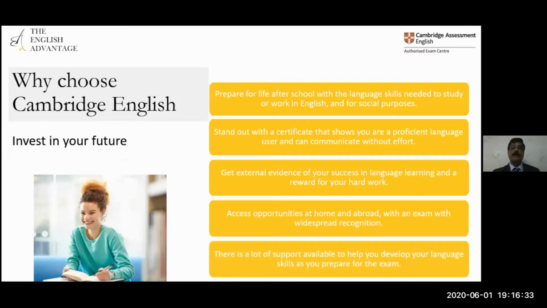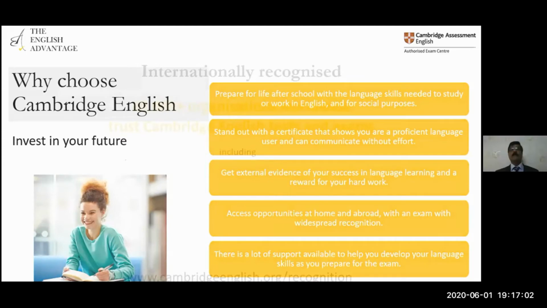How are we going to do this? Apart from the English advantage, Cambridge is also going to support you with a lot of material to help you develop your skills. I think the best way to do it would be through one of its authorized centers. The English Advantage is the place for you to be looking for on how to go to Cambridge, because we are an authorized center for Cambridge Assessment English in India.